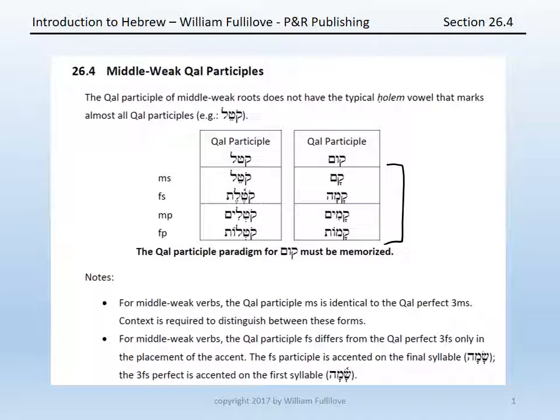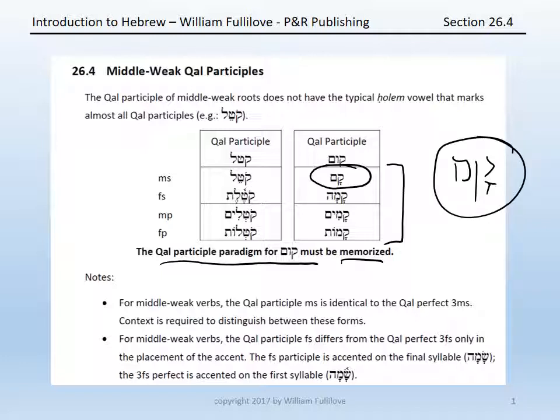This is a different enough form from the form you know of the Qal participle that the Qal participle paradigm for kum must be memorized. Two notes that you should take account of. First, for middle weak verbs, the Qal participle masculine singular is identical to the Qal perfect third masculine singular. The form will not help you distinguish between the two, and you will need context to determine whether this form is a Qal participle masculine singular or a Qal perfect third masculine singular form.